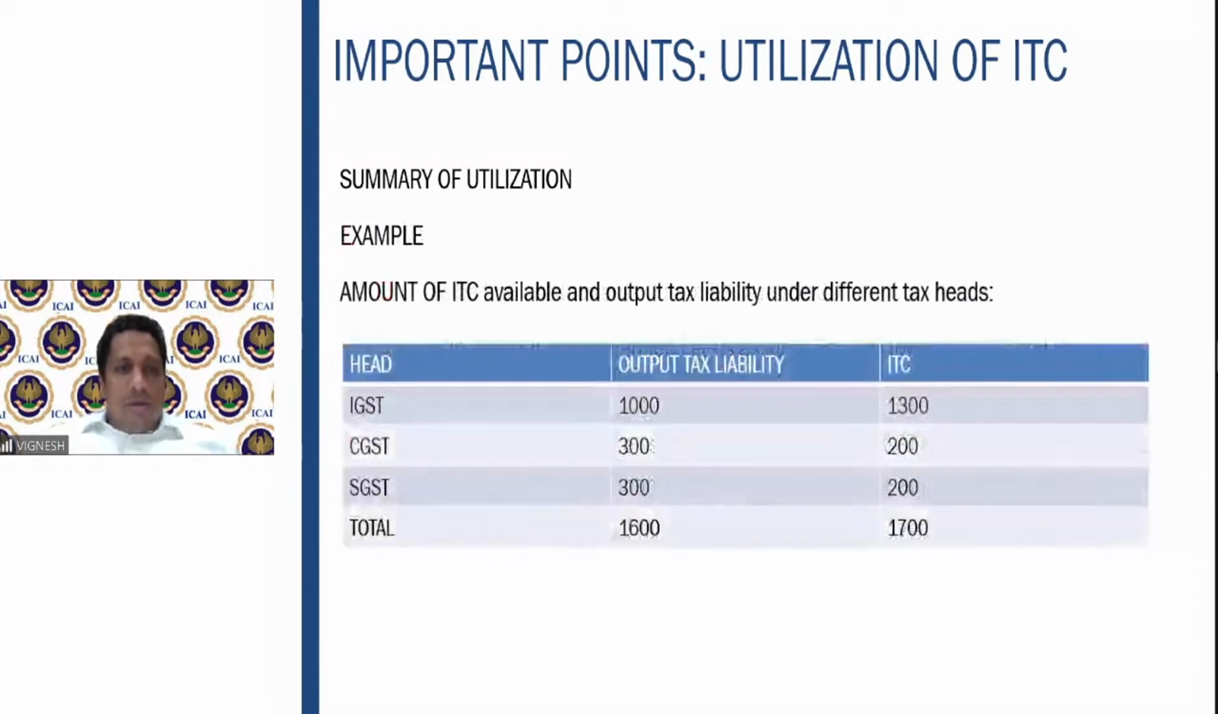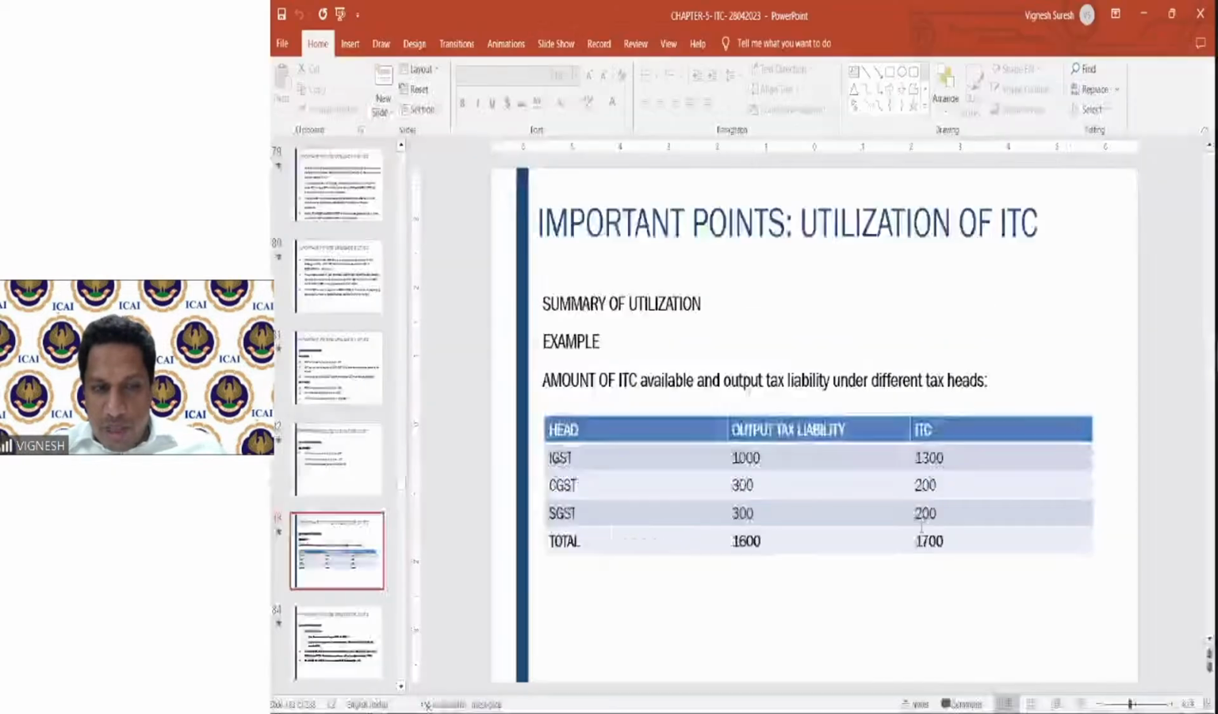Okay, now here, let us look at the amount of ITC available and output under different heads. IGST output liability is 1000. ITC of IGST is 1300. CGST: 300 is the output tax liability, 200 is the ITC. SGST: 300 is the output tax, 200 is the ITC. How do we distribute the ITC and what is the output tax liability? Please try to work this out.